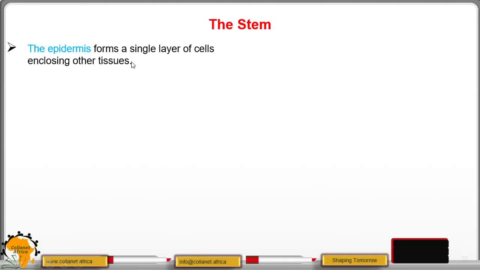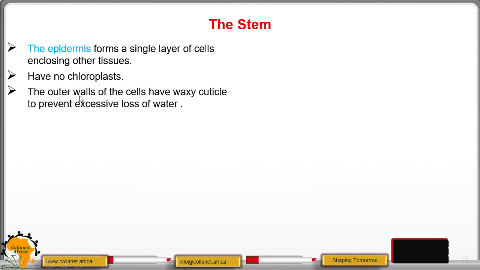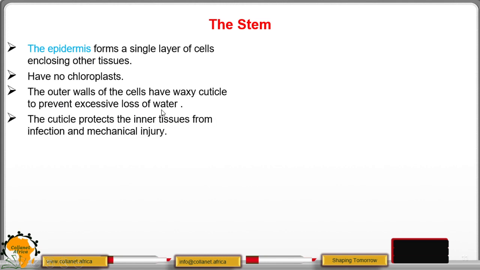The epidermis forms a single layer of cells enclosing other tissues. They have no chloroplast. The outer walls of the cells have a waxy cuticle that prevents excessive water loss. The cuticle also protects the inner tissues from infection and mechanical injury.